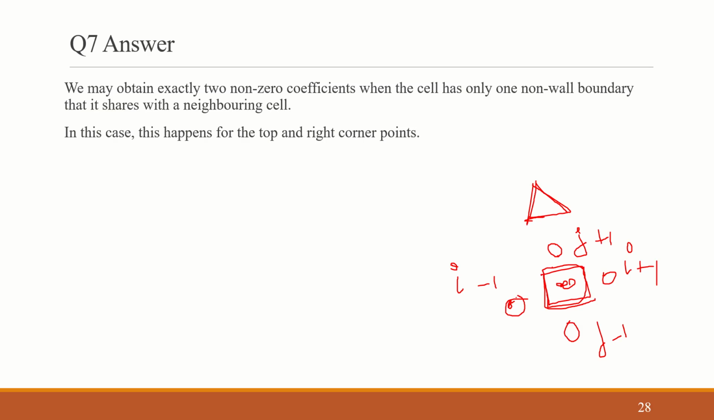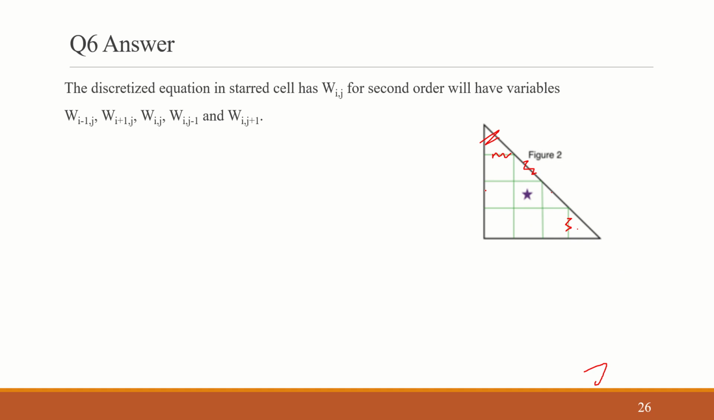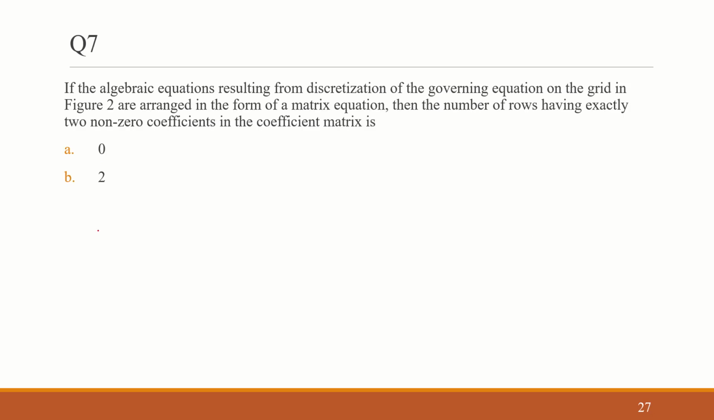In this case, we have only one non-wall boundary that it is sharing with the neighboring cells, and that happens with the top and the right corner cells. So we have two. Therefore option B is the right answer.